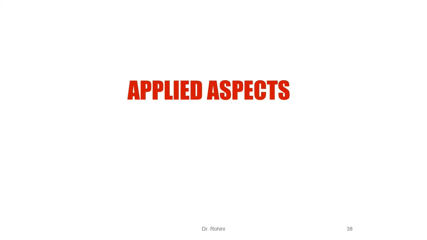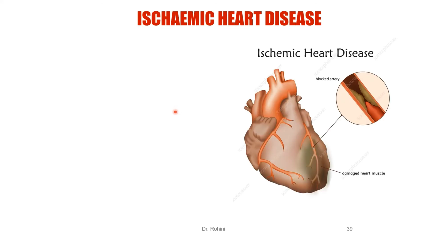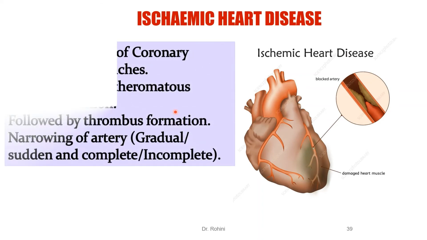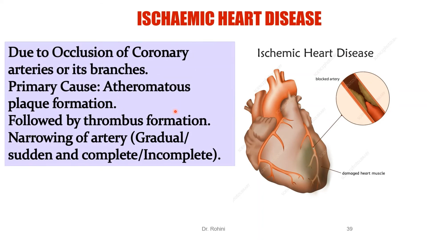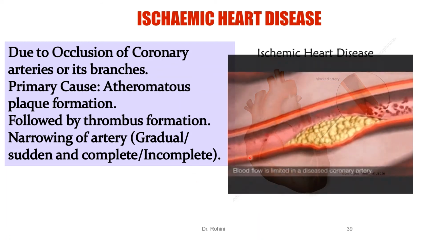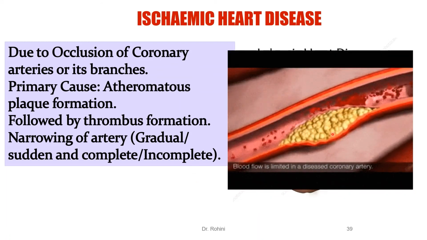Very important here is ischemic heart disease. Due to occlusion of the coronary arteries or their branches, there can be ischemia, loss of blood supply to a portion of the muscle of the heart. The primary cause is atheromatous plaque formation. Plaques form in the wall of the arteries, leading to narrowing of the lumen, followed by thrombus formation and narrowing. This narrowing can be gradual or sudden, and complete or incomplete. You will find a complete chapter on the formation of atheroma.